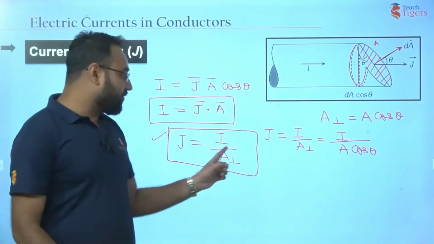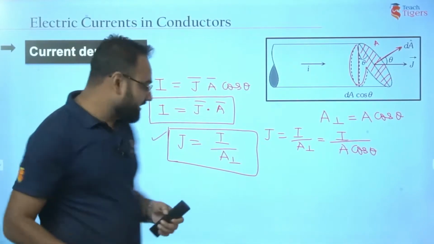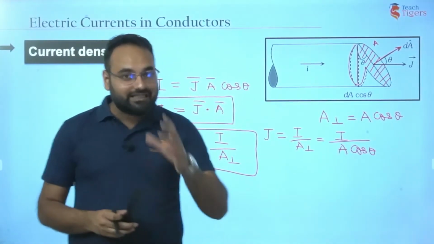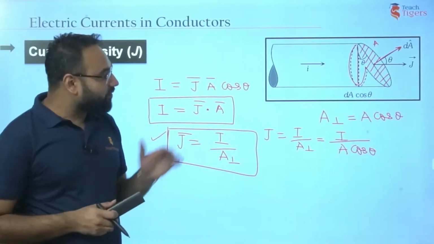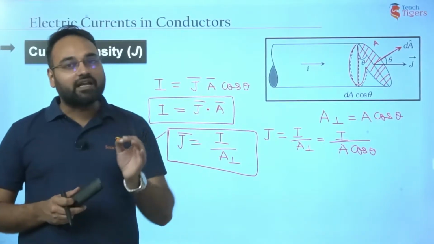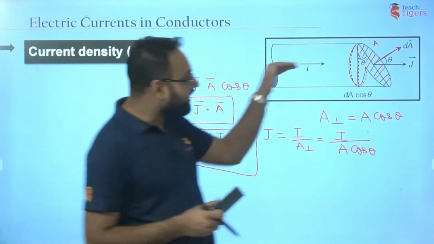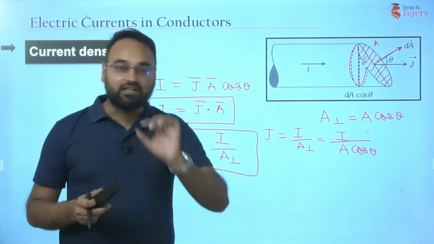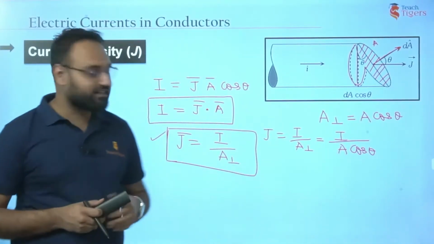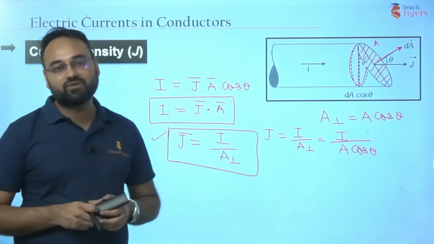Now it is very important to understand that this current density J is a vector quantity. Let me put a vector sign here. Then a question comes: what is the direction of this current density? Always remember, the direction of current density is the same as the direction of current. The direction in which current is flowing is the direction of current density J, and magnitude-wise it is I divided by A perpendicular.